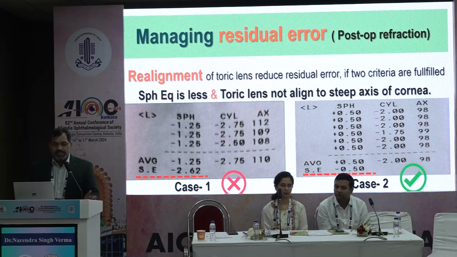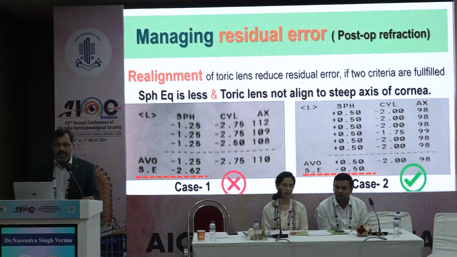So realignment, what is the option? If with the toric lens there is residual error, how can we reduce the residual error? One way is realignment. In which condition is realignment possible? In 2 conditions. One, the spherical equivalent should be less. And second, if the current axis of the IOL is on the steep axis of the cornea, then there is no use in realignment of the lens. So the spherical equivalent should be less, and the toric lens should not be on the steep axis of the cornea.